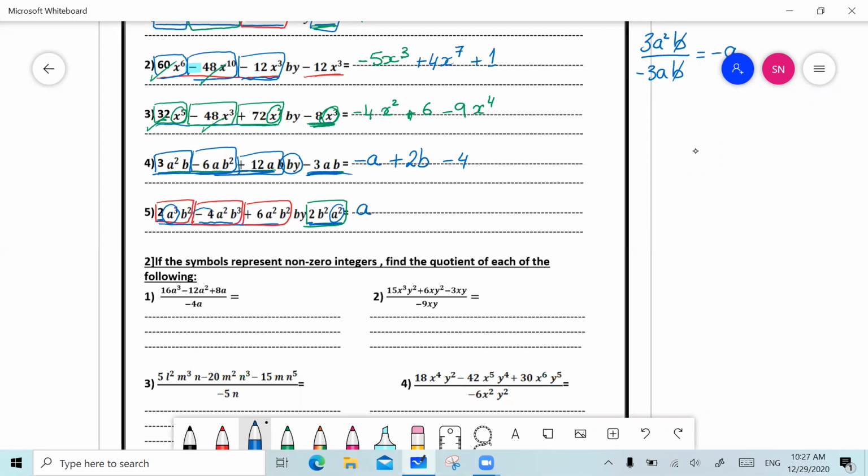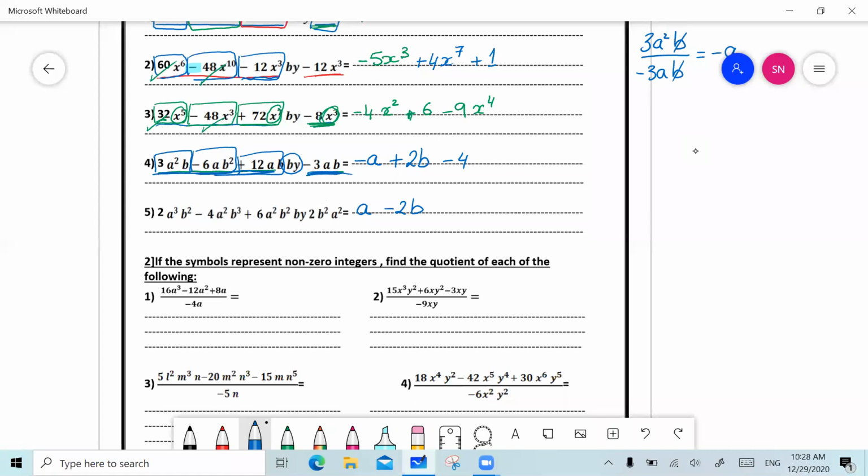Negative 4, which is my coefficient, divided by 2, which is the coefficient here. This is equal to negative 2. A to the power of 2 divided by a to the power of 2. This is equal to a to the power of 0, so I don't write it. B to the power of 3 divided by b to the power of 2. This is equal to b to the power of 1. I don't write power 1, so it is only b.